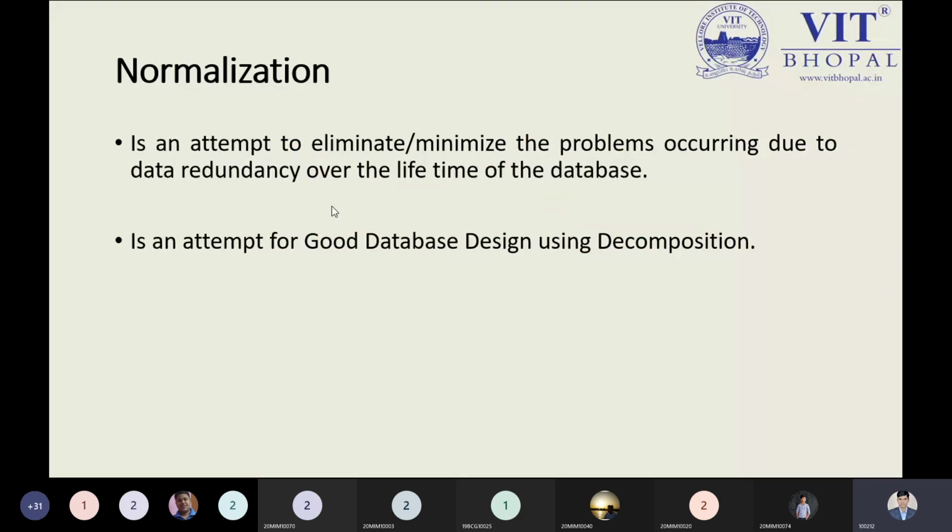So what is normalization saying to us? Normalization means, in a simple way, a simplification of your data. Normalization is basically a method or technique to eliminate or minimize the problem that occurs due to data redundancy or duplicacy in our database. And we have seen this many times. It provides an attempt to get a good database after the decomposition. So that is a point from which we need to understand the first normal form.